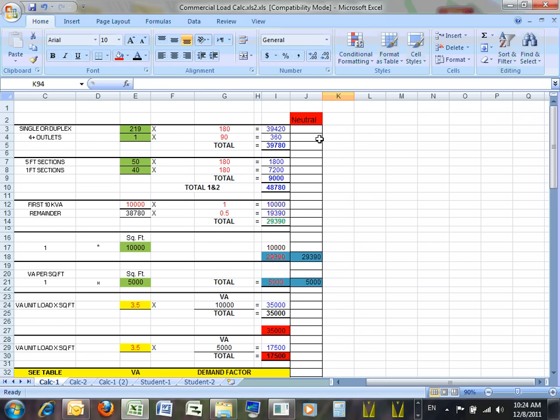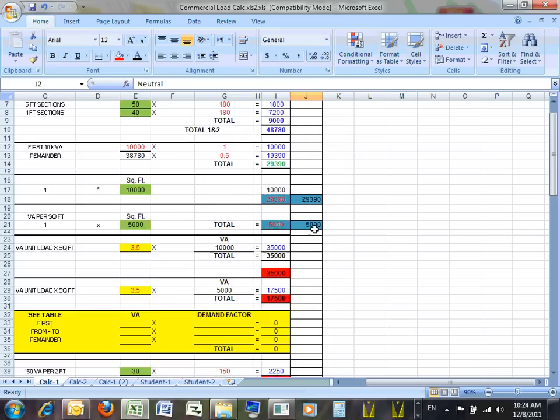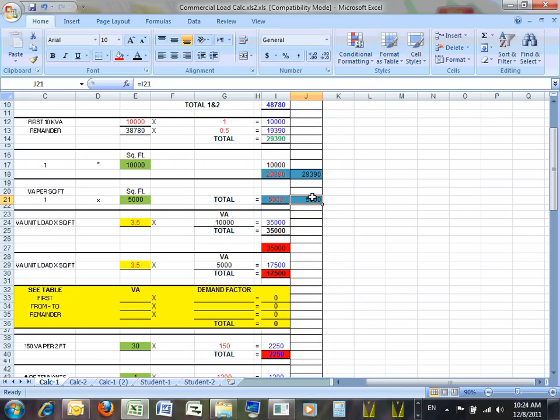The second column, guys, is the neutral. Ashley, do you agree with me that all the receptacles will be seen at some point as a neutral load, right? They need a neutral. So I put them in here, all the receptacles. Everybody knows why I put these. Why are these in the neutral column? They're pulled into the neutral because they're neutral load. They need neutral. Okay, move on, Chad.